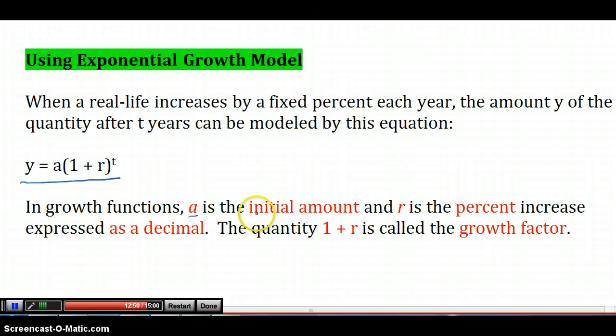A is the initial amount, so like if we're talking about money, it's the initial amount of money. R is the percent increase, and it's written as a decimal, so if you have a 98% increase, you have to change it to a decimal, so 0.98. And that entire quantity, 1 plus R, once you add 1 to R, is called your growth factor. And that's actually how your graph increases, and I'm going to show you what I mean in class.